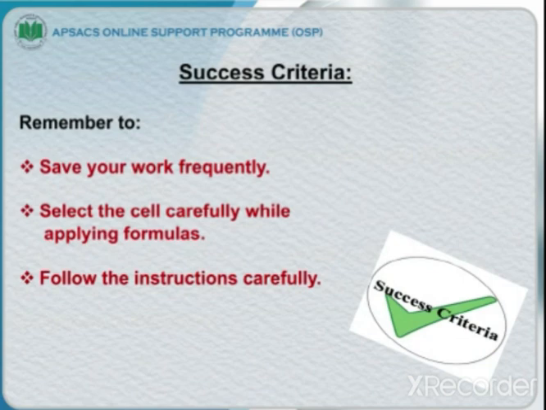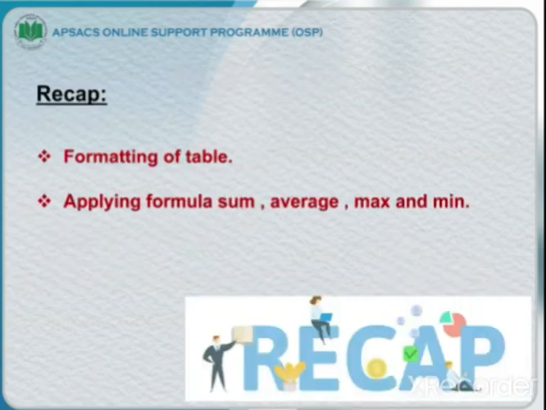Let's see what we have done today. Today, firstly we have done formatting of the table by changing the font color. Secondly, we applied the formulas sum, average, min and max to calculate the total price of product.